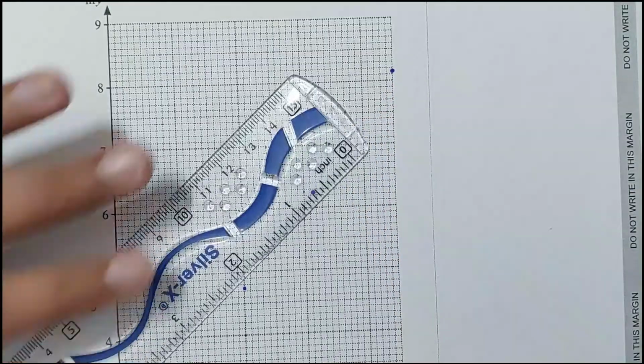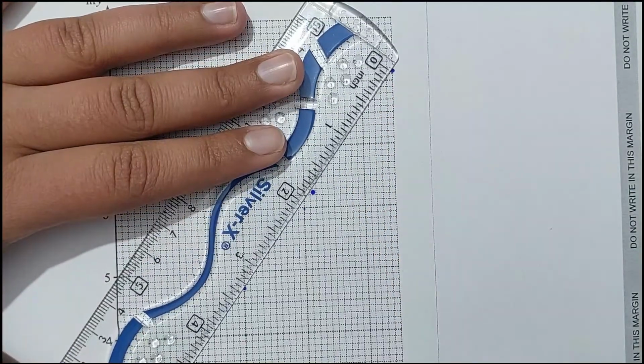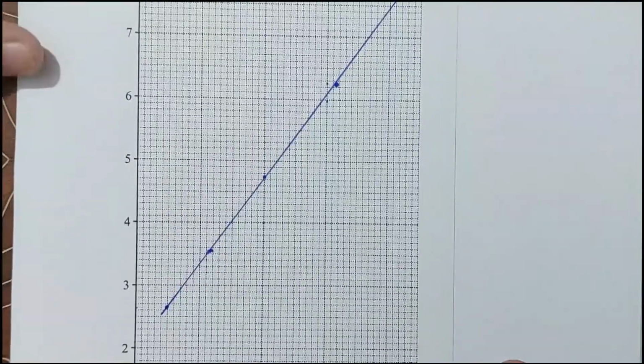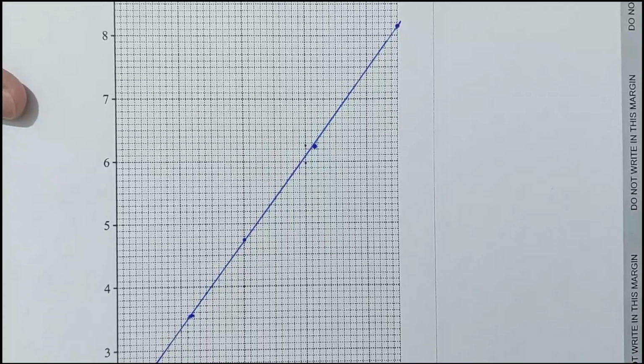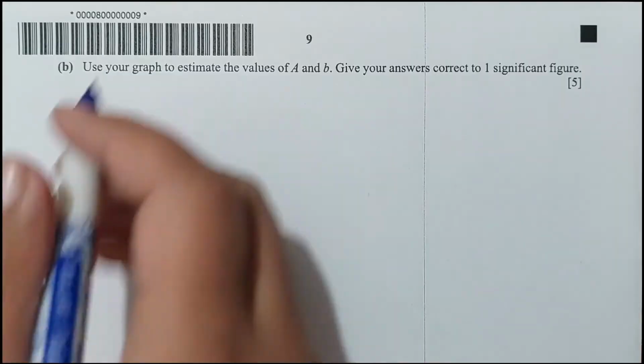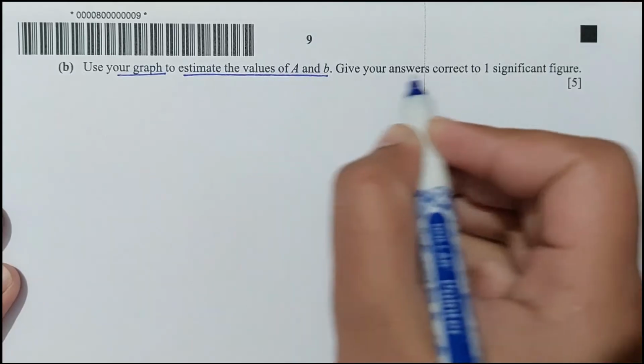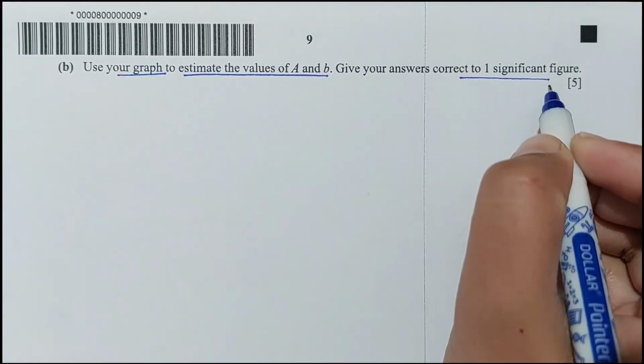Draw the line. Yeah, it must be a straight one. This is a straight line graph for ln y against x square. Now for part B, use your graph to estimate the values of A and B. Give your answer correct to one significant figure.